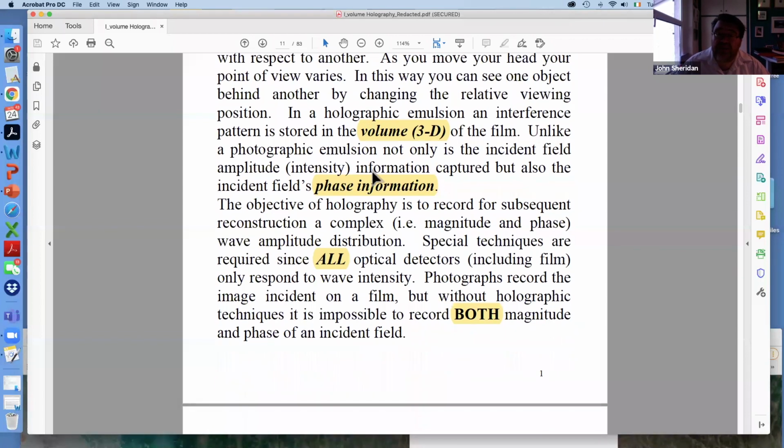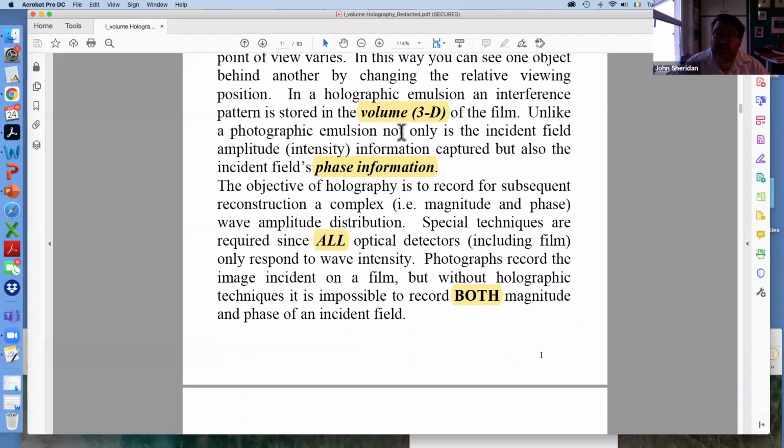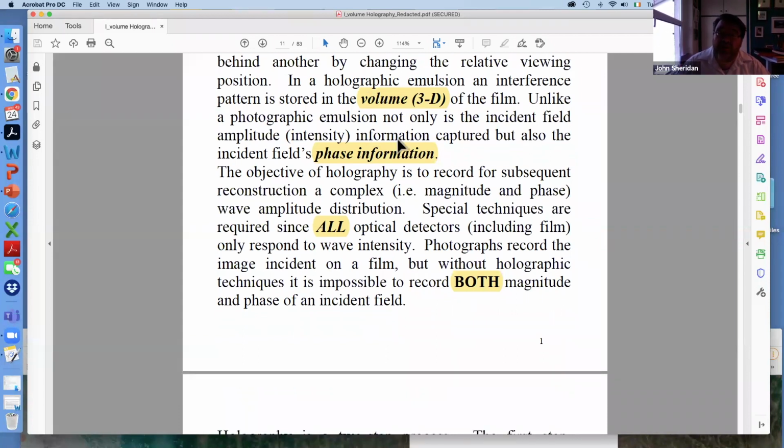In a holographic emulsion, an interference pattern is stored in the volume. So you've got variations of the amount of light in 3 dimensions inside that volume. You can imagine the interference pattern varies in X, Y, and Z, and this intensity variation inside the material is going to produce different effects at each one of the 3D points within the material. Unlike a photographic emulsion, not only is the incident field amplitude information captured, but you're also capturing phase information. Although the material is only reacting to the intensity, because you've got the reference beam in there, the intensity pattern you've got has actually stored information about the relative phase between the reference pattern and the actual object field.